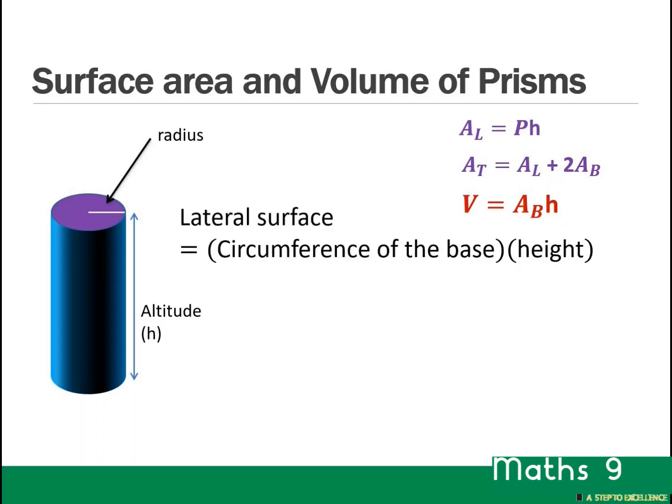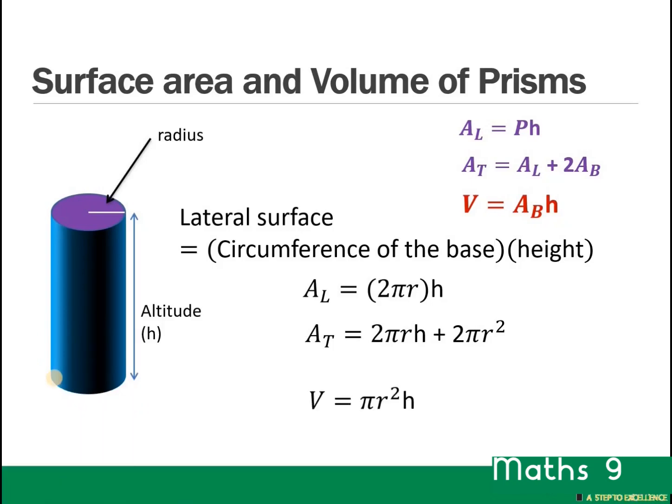In this case, the lateral surface, which is the perimeter times the height, is going to be the circumference of the base times the height, which is 2 pi r times h. So the total surface area will be 2 pi r times h plus 2 times the area of the base, and the area of the base is the area of a circle, which is pi r squared. The volume is going to be the area of the base, pi r squared, multiplied by h.